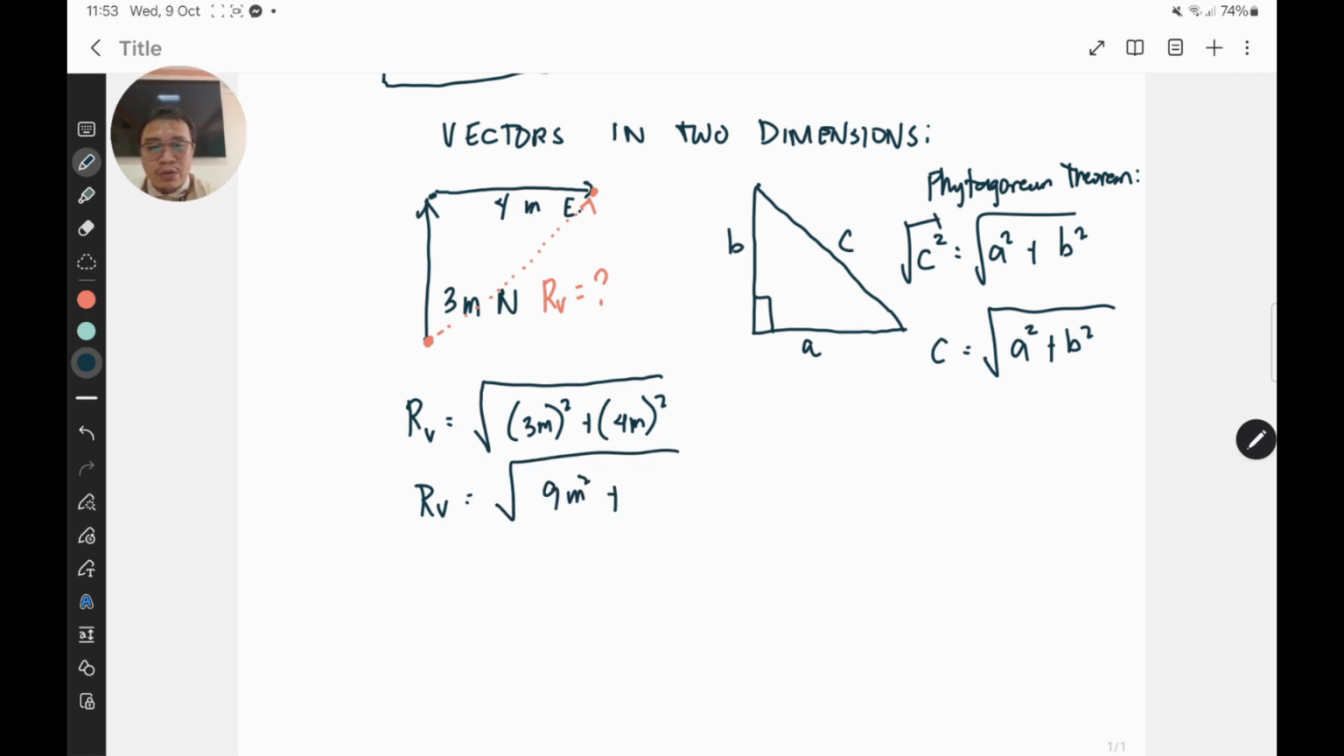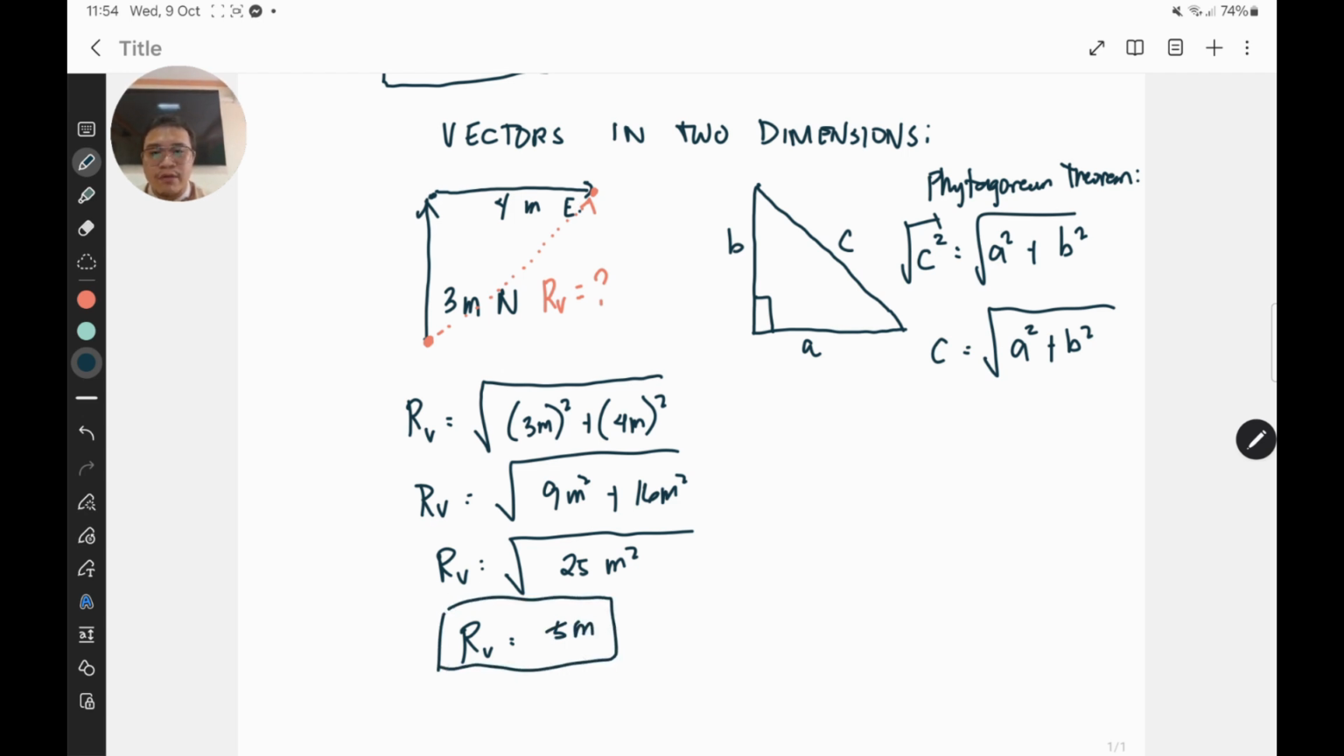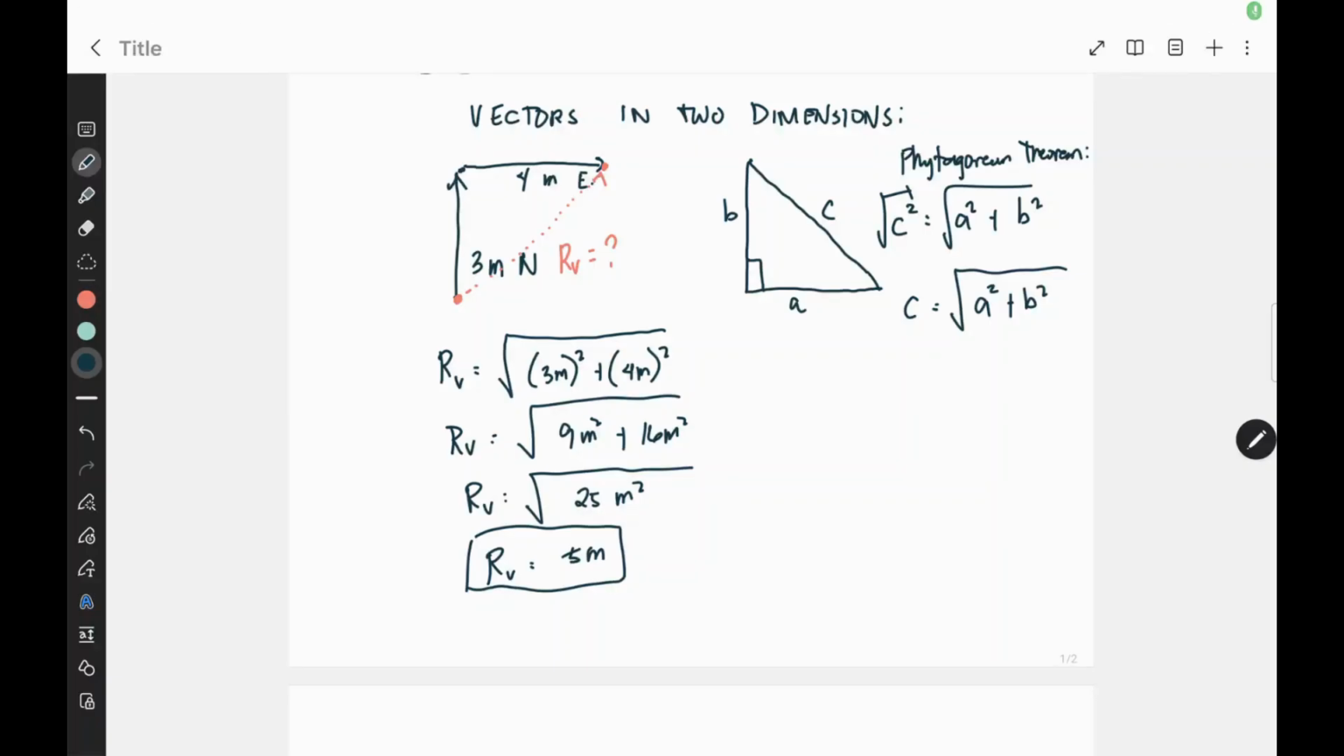And of course, we know that 4 squared is 16 meters squared. And when we add the two numbers together, they will equate to 25 meters squared. And of course, we know that the square root of 25 is 5. So our resultant vector here would be 5 meters. So that would mean that the resultant vector in our diagram here is 5 meters.